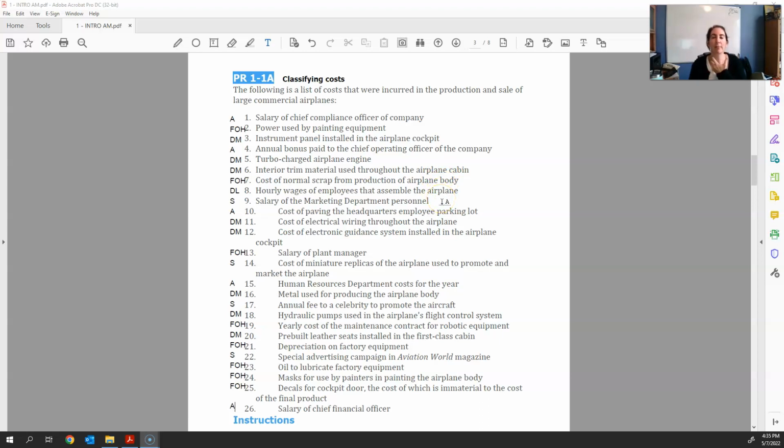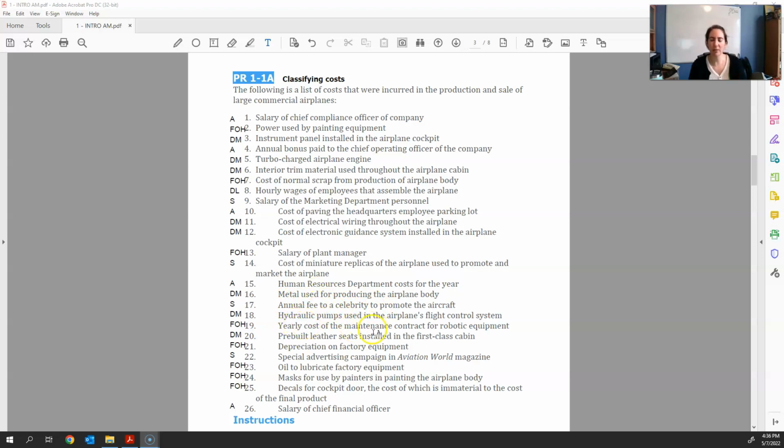Salary of the marketing department, selling expense. Cost of paving the headquarters, that's the key word there. Administrative, parking lot. If it had been the factory, it would have been factory overhead. Electrical wiring, probably significant. Direct materials. Electronic guidance system, direct materials. Plant managers, the person running the overall operations, factory overhead. Miniature replicas to market the airplane, selling. Administrative expenses, human resources. Metal used for producing the airplane body, direct materials. Annual fee to a celebrity to promote it, selling. Hydraulic pumps, I'd imagine that's a pretty significant material.